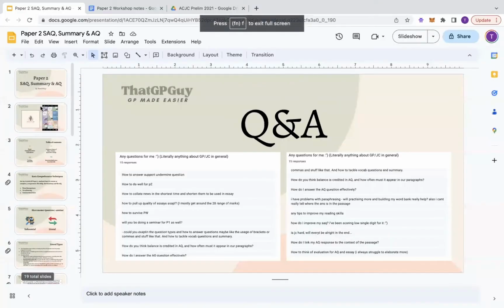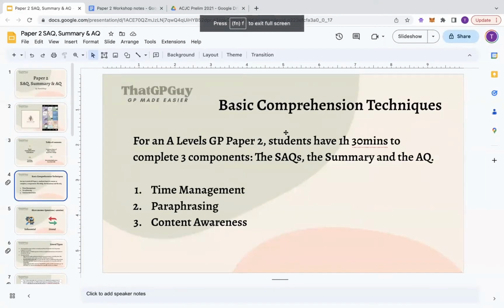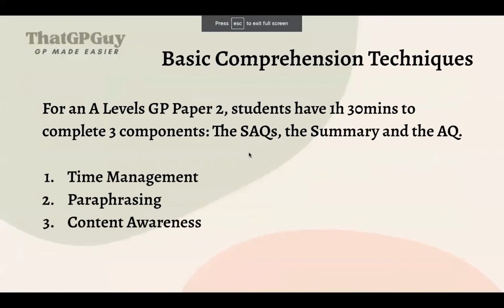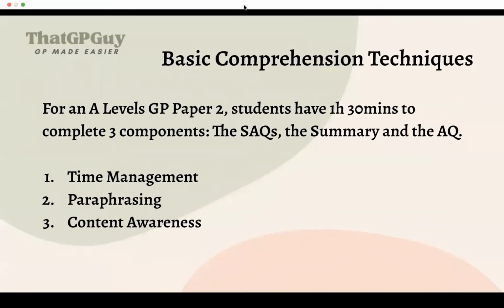But anyway, back to the earlier component. The last part, content awareness, is something that you also need to build up. If you thought that content awareness is only important for paper 1, then you're wrong. Paper 1 is where you need all the examples, yes, but paper 2 also, for the AQ. You need to be familiar with what is going on in Singapore. So it's quite useful if you are compiling examples for different topics in Singapore.